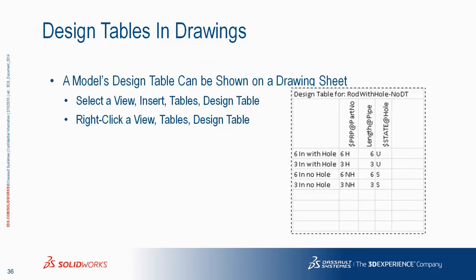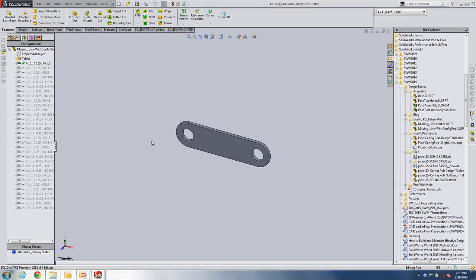All right, so kind of bringing it all together, what do we do at the end here? A model's design table can be shown on a drawing sheet. We select a view, we tell it to insert tables, design table, or you can right click on a view and choose to bring in a design table. The problem that we have when we do this is exactly this. It looks like it's a mess.